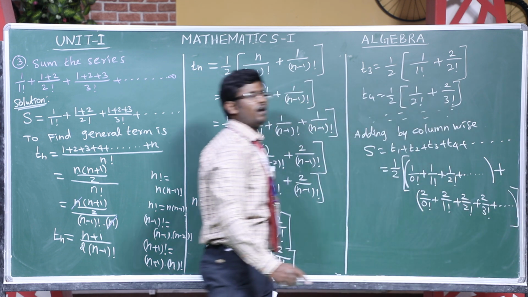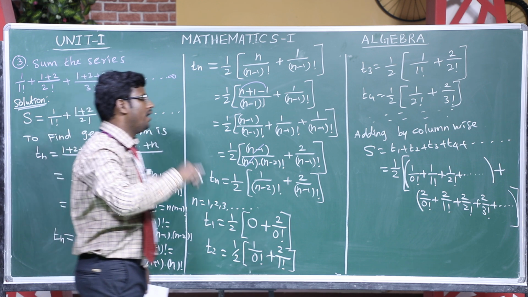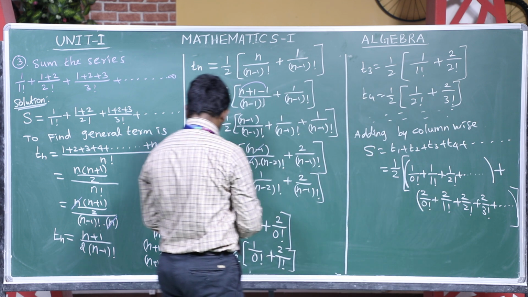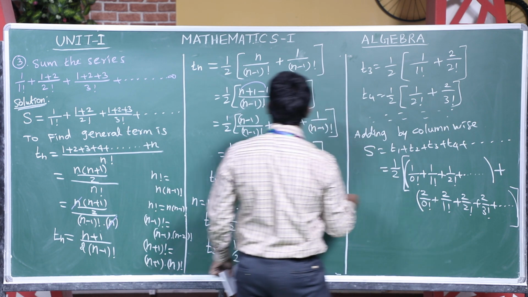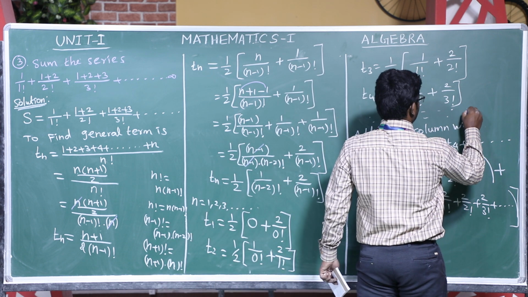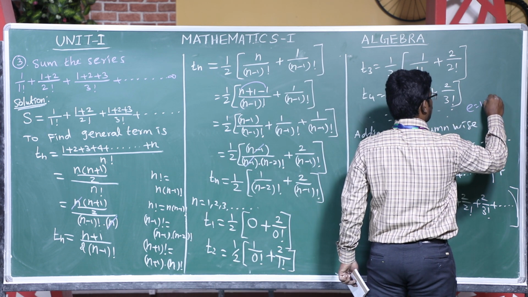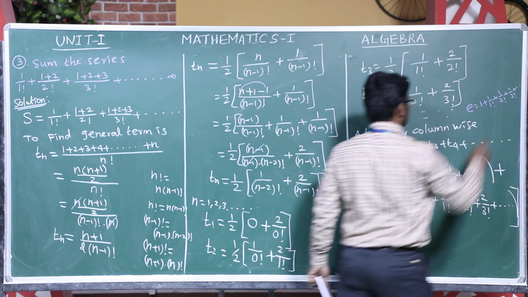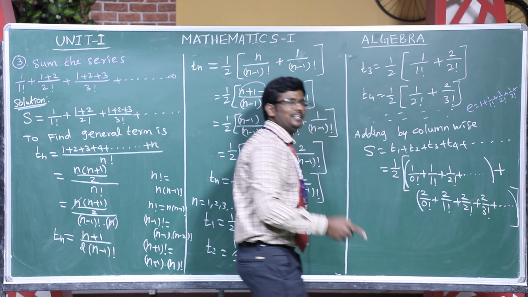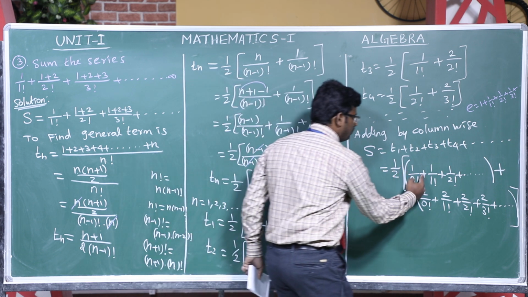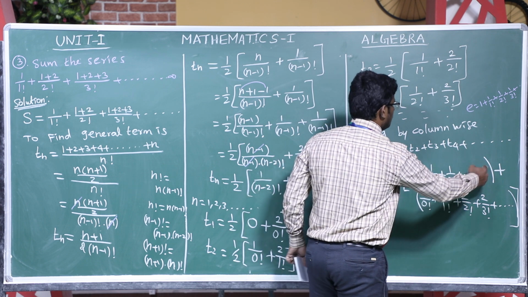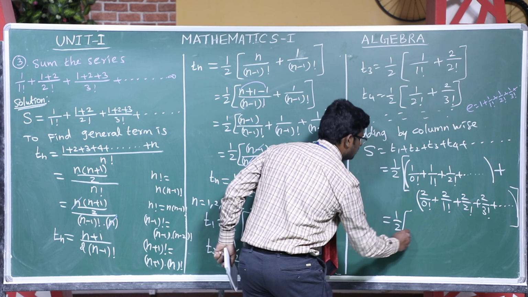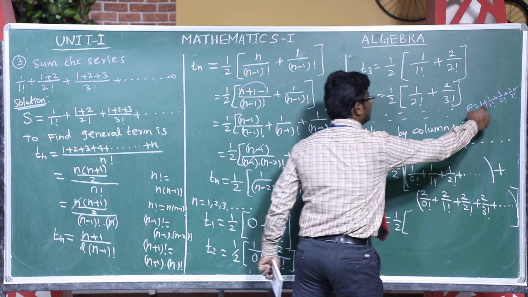We know the formula for e is equals to 1 plus 1 by 1! plus 1 by 2! plus 1 by 3! plus etc. Compared to this, 1 by 0! is 1. So 1 plus 1 by 1! plus 1 by 2! plus etc. Therefore it is equals to 1 by 2 is common, the expansion becomes e.